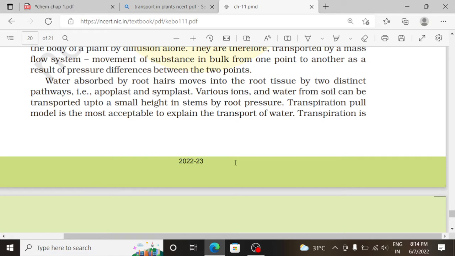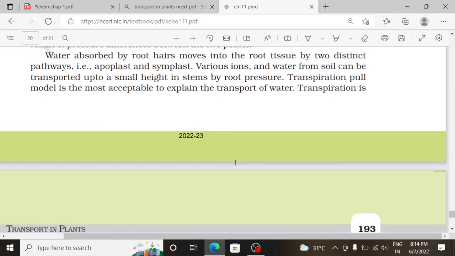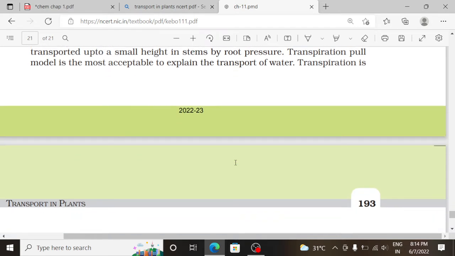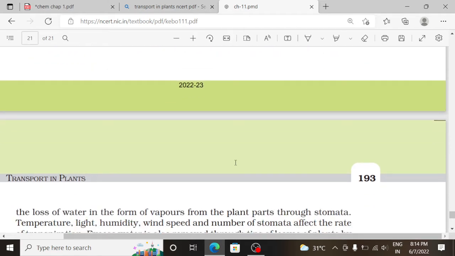Water absorbed by root hairs moves into the root tissue by two distinct pathways, that is apoplast and symplast. Various ions and water from soil can be transported up to a small height in stems by root pressure. The transpiration pull model is the most acceptable to explain the transport of water.